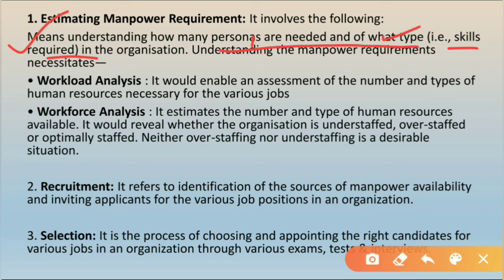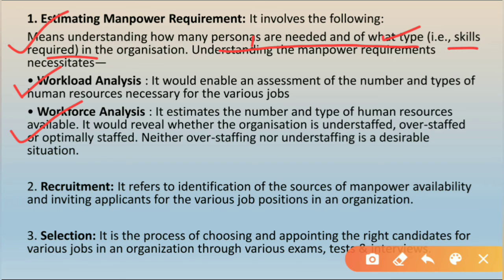So here the manager estimates how many employees he requires in order to fill the vacant job positions, and what skills and qualifications they should have. All this comes in the first step. Under estimating manpower requirement, there are two things: workload analysis and workforce analysis.